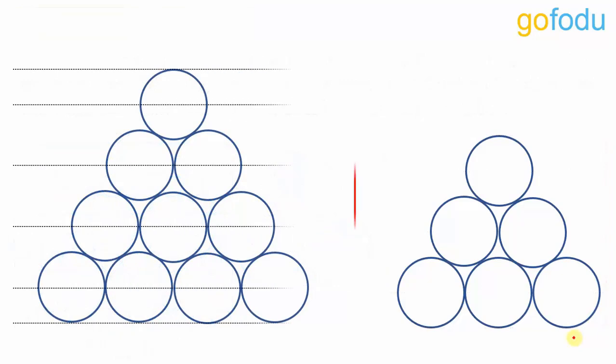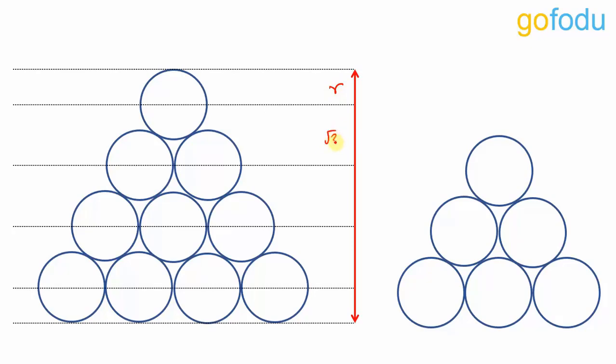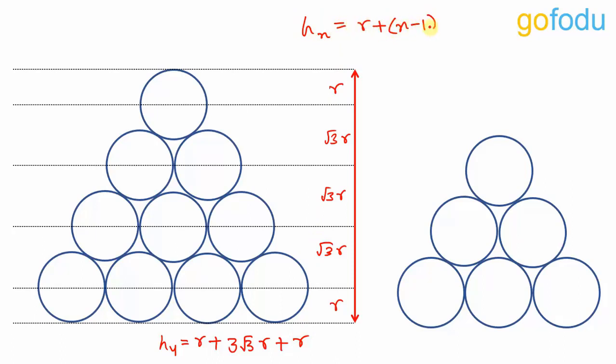Similarly, H4, when 4 layers of pipes are placed, will come out to be R plus root 3 R plus root 3 R plus root 3 R plus R. H4 is R plus 3 root 3 R plus R. So in general, we can say Hn is equal to R plus (n minus 1) root 3 R plus R.